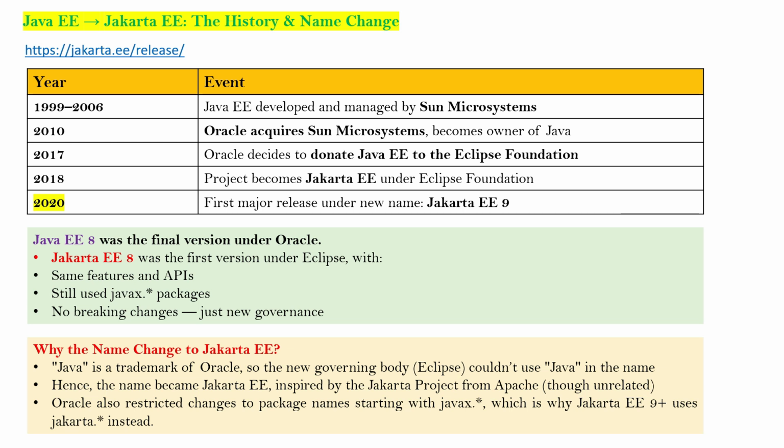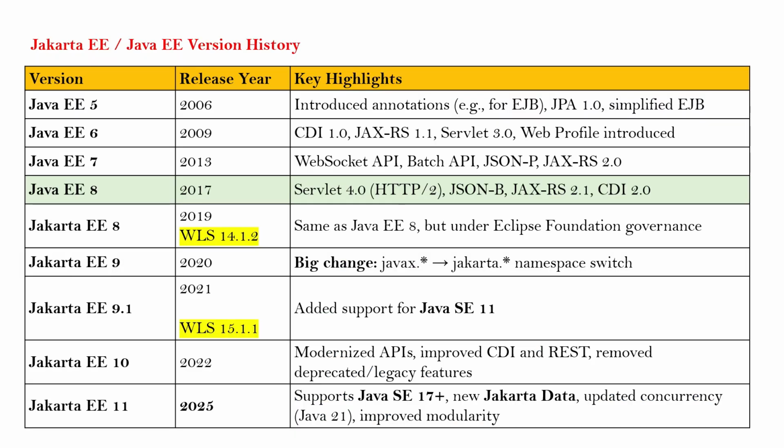Now, after that, Oracle also restricted changes to package names starting with javax dot star, which is why Jakarta Enterprise Edition 9 plus uses jakarta dot star instead. So this point is very important, specifically in terms of the 15.1.1 version of WebLogic, where you need to change your code. And to understand this point, let me go to the next slide.